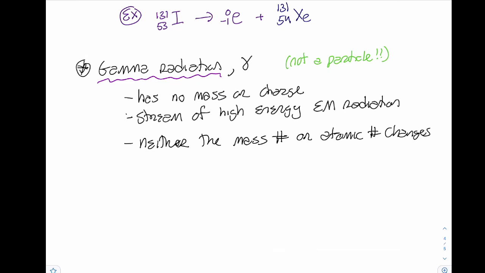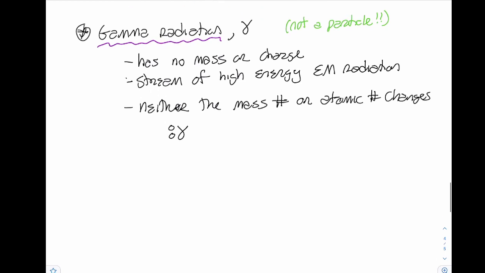If we did want a symbol for it, we would actually put a 0 where both the mass number and the atomic number go. If you were to balance reactions with it, then we're not going to have a change, right? Because 0 minus anything is going to be that same number. Basically, it's just a way to release energy. And then often it occurs with other types of radiation. So a lot of times if you have an alpha emission, you're also going to have a gamma emission.